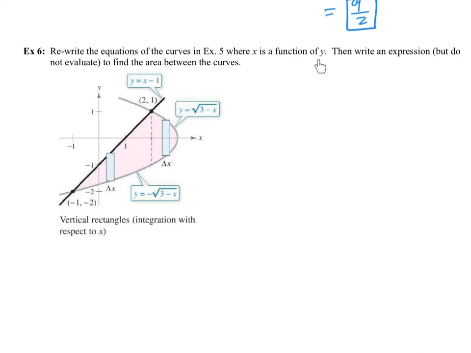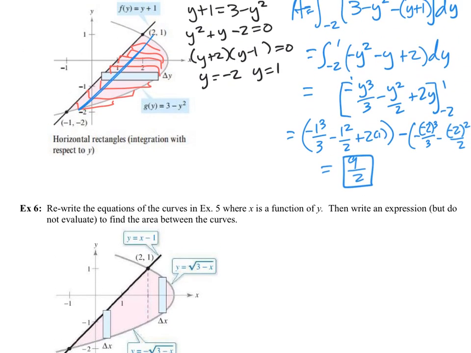Okay. So example 6 asks us to rewrite the equation of the curves in example 5 where x is a function of y. Then we're going to write the expression, but we're not going to evaluate it this time to find the area between the two curves. Now let me just go back to example 5 where we had that representative rectangle that was horizontal.